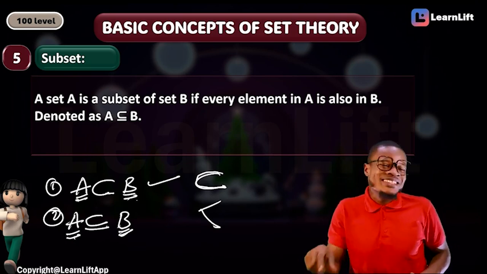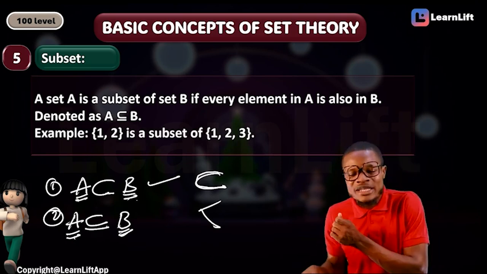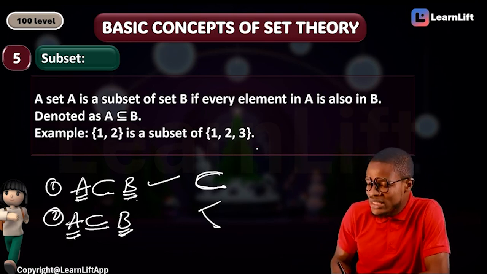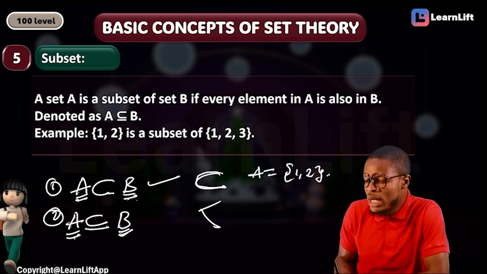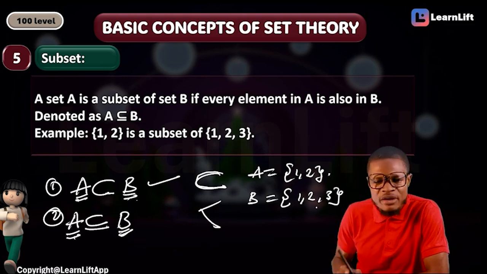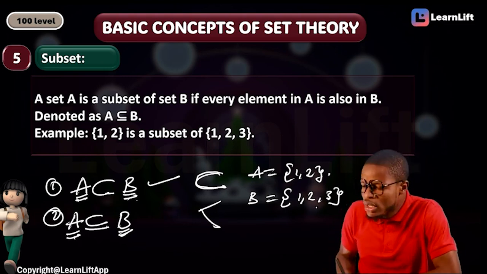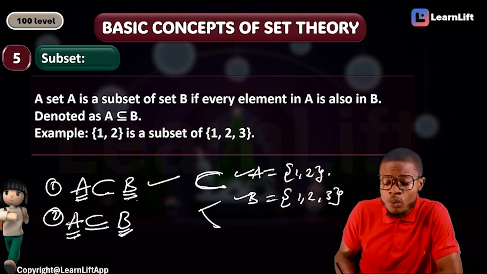Are you getting me? Let's go gradually. I'm going to catch all of these things very well. Example. Let's say we have a set A, which is 1, 2. And then we have another set B, which is 1, 2, 3. Now, be with me very fast. What can you say about this? Is A a subset of B, or B a subset of A? Which one is inside the other?